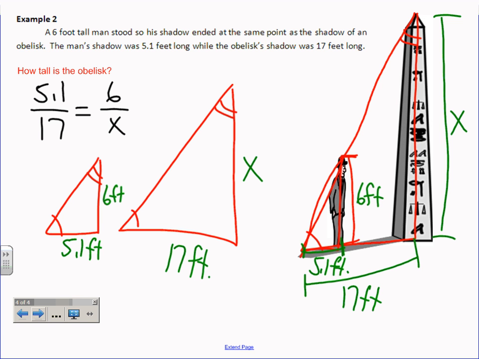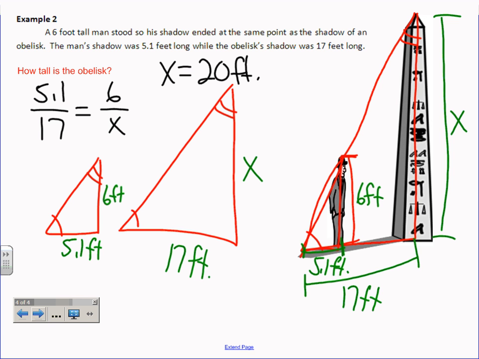All right, would anybody like to share their answer? Yes? 20? That's it? 20 feet? That's all the taller that thing is? Yeah. Apparently.